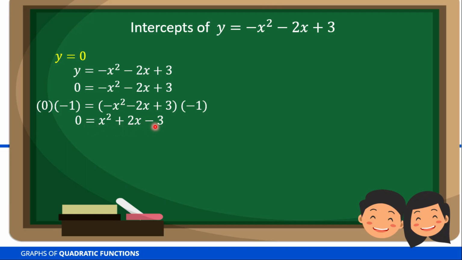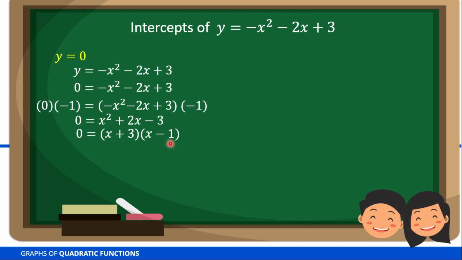Na mag-isip tayo ng factors ng negative 3 na kapag pinag-add, ang magiging sagot ay positive 2. So ano ba yung dalawang numbers na pwede natin gamitin sa factors? So we have positive 3 and negative 1. Because positive 3 times negative 1, that's negative 3. Kapag pinag-add mo yung positive 3 and negative 1, ang sagot ay positive 2. So eksakto siya dun sa hinihing condition. So ito na yung ating factored form. 0 is equal to quantity x plus 3 times quantity x minus 1.